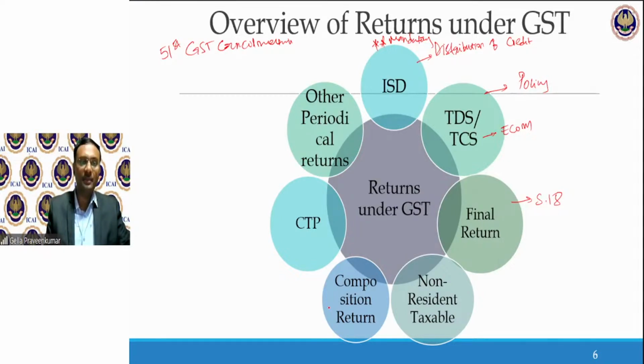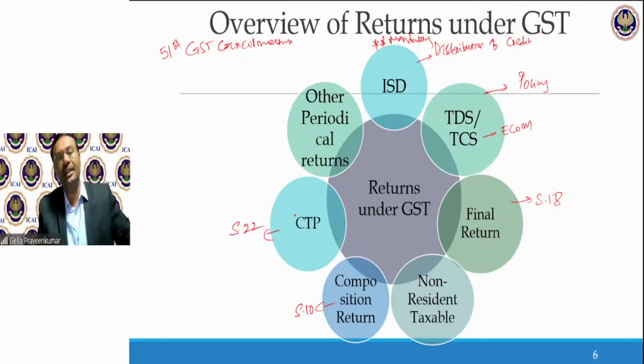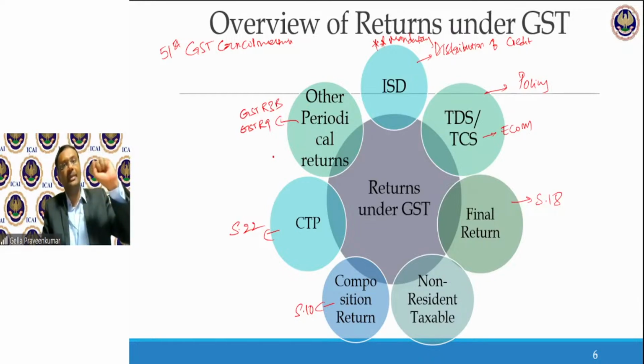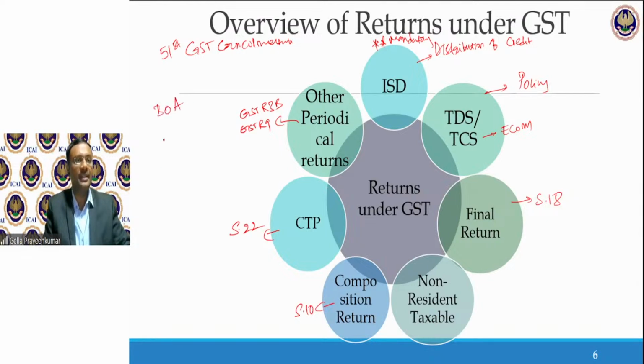NRTP, we have discussed. Composition, already discussed under section 10. Casual taxable person, we have discussed when we dealt with provisions of section 22, where a businessman conducts a business on a casual basis. Other than these returns, there is your annual return or form GSTR-3B, GSTR-9. Those are other returns prescribed. So this is how the overall gamut of returns comes into the picture. Along with this, students, books of accounts is something which you need to keep in mind and study.